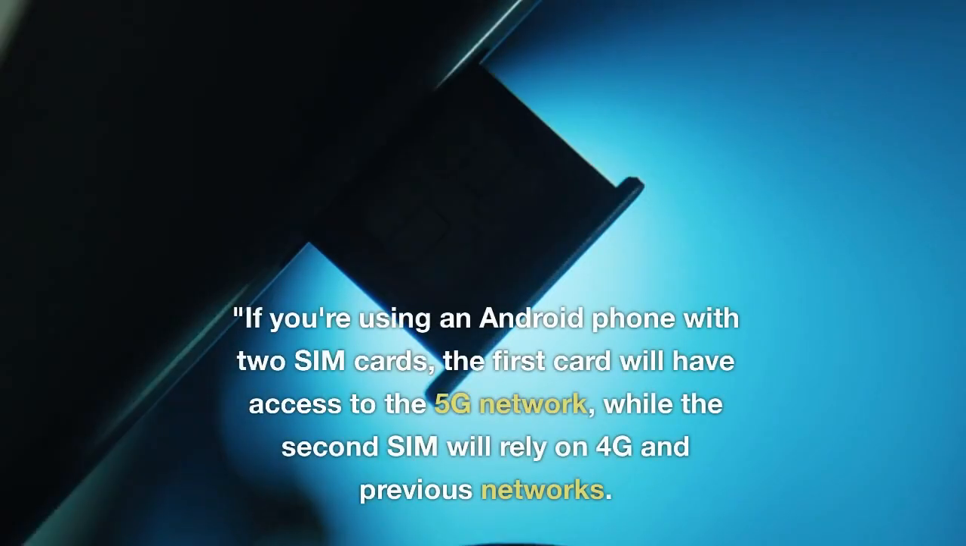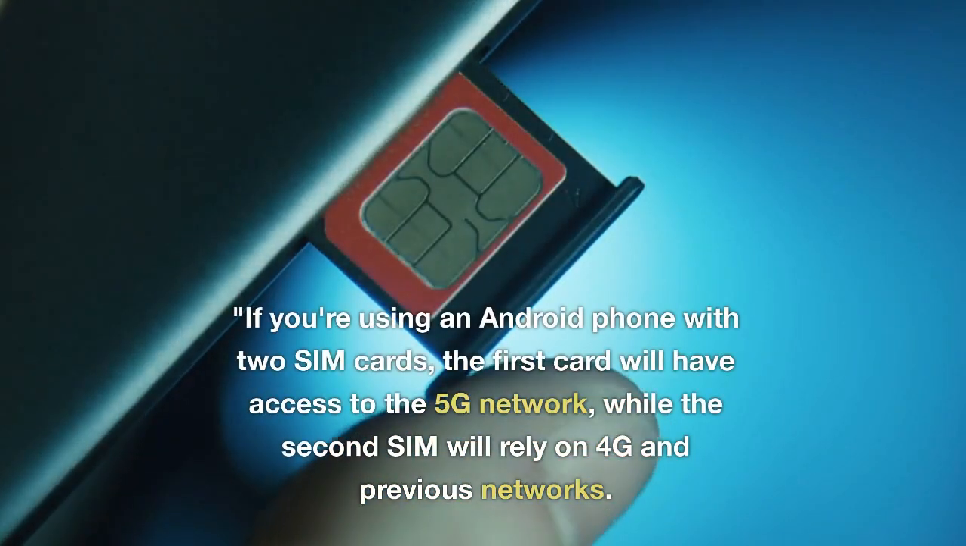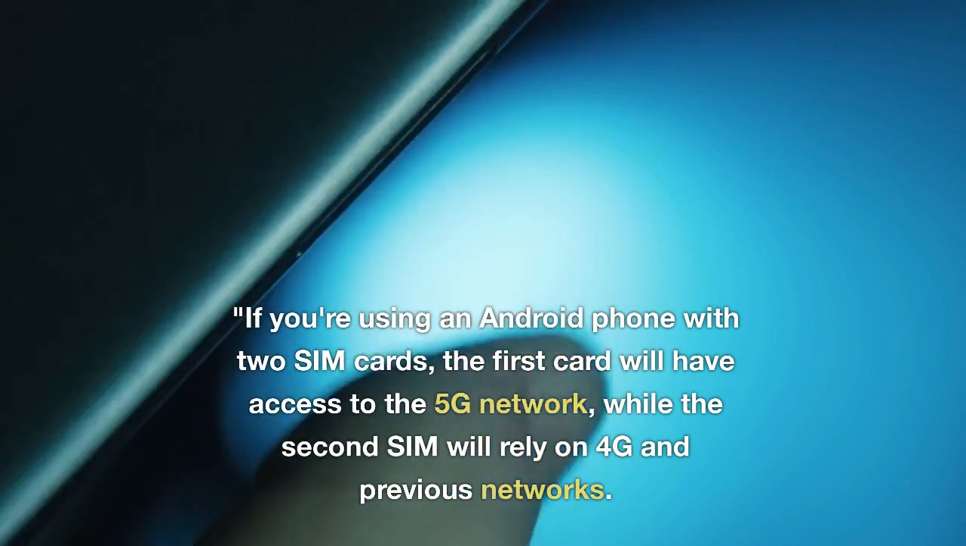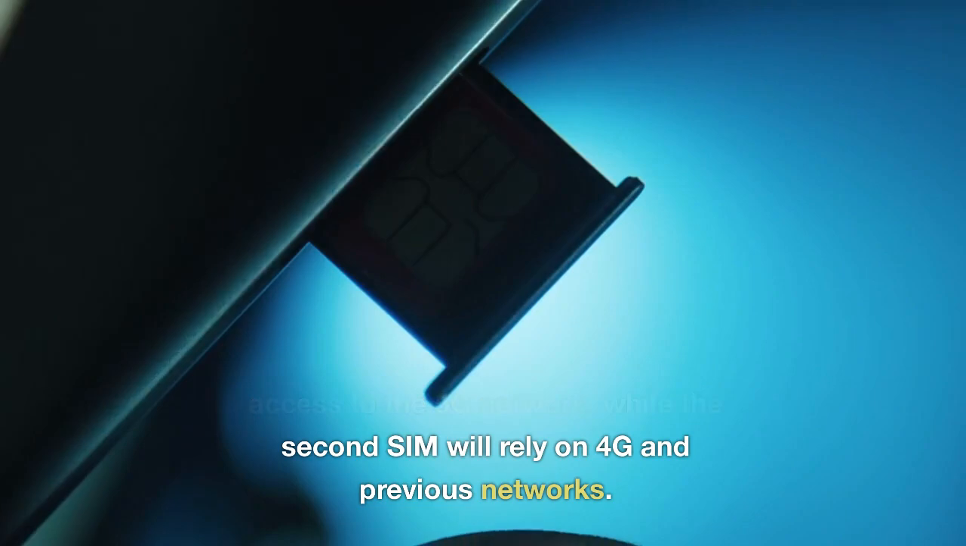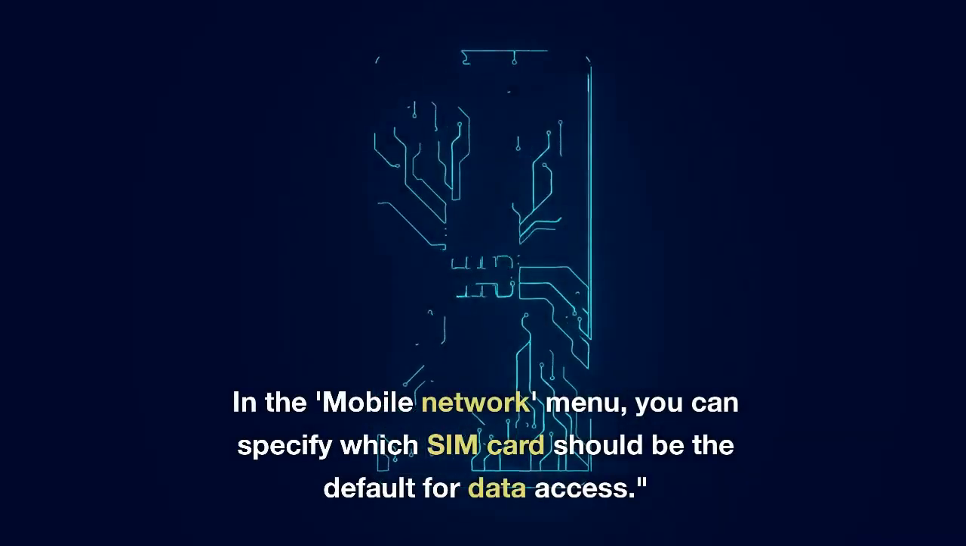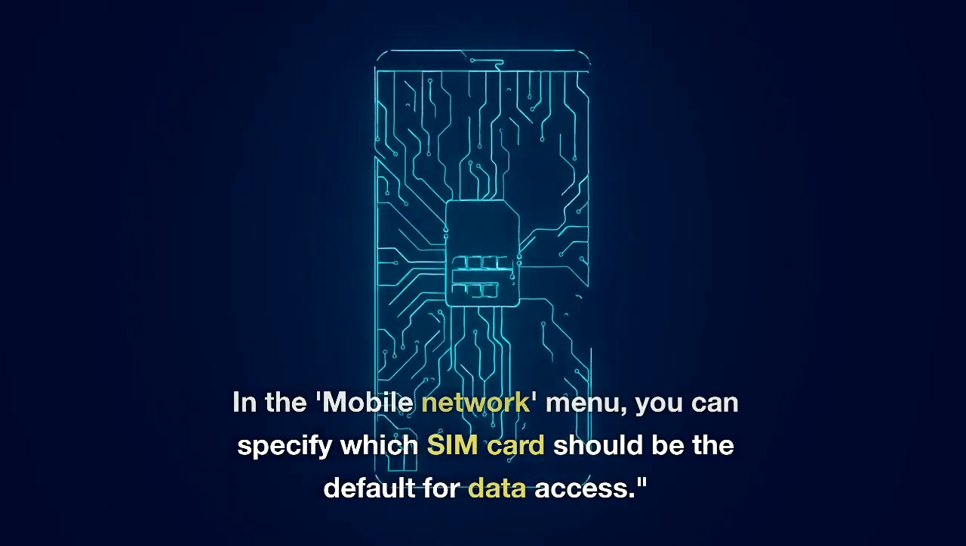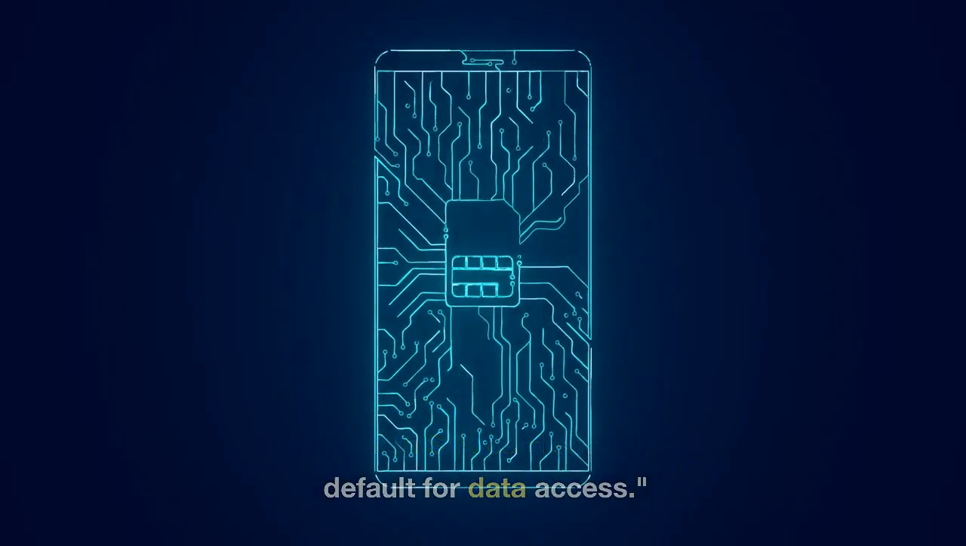If you're using an Android phone with two SIM cards, the first card will have access to the 5G network, while the second SIM will rely on 4G and previous networks. In the mobile network menu, you can specify which SIM card should be the default for data access.